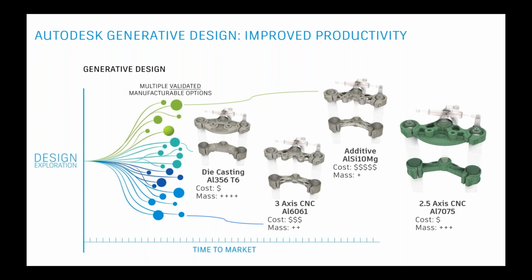After you explore all these different outcomes that the program has produced for you, ultimately you can decide on one. You can see an example here with a 2.5-axis CNC aluminum part. It's the right balance for what you are trying to produce in terms of cost and mass. So we're really trying to help in the time to market by shortening the time to produce all these various outcomes, and then it's really up to you as the user to determine from those outcomes which one strikes the right balance for what you need to do.